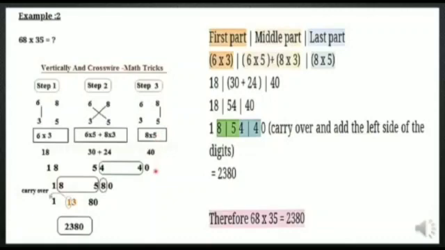So what is the difference between example 1 and example 2? In example 1, for each step, the result was a single digit number. But now the result in each step is a 2-digit number. So we will not be just writing 18, 54 and 40. No, you will not write in this manner. What you will be doing, first we will see for step 2 and step 3.